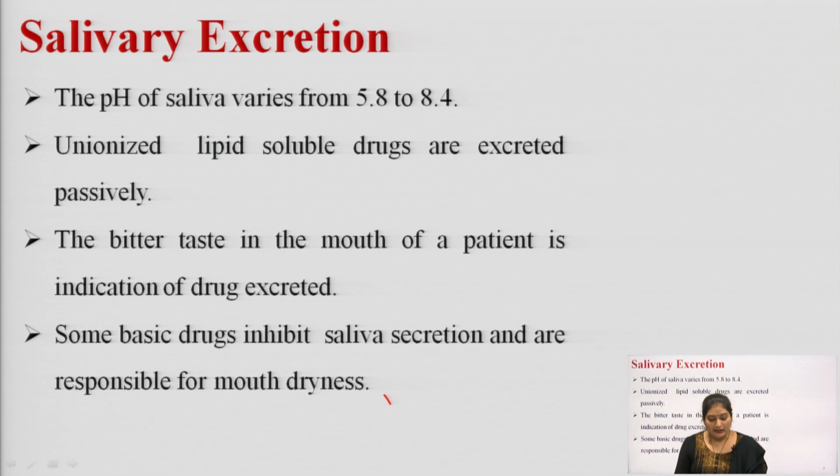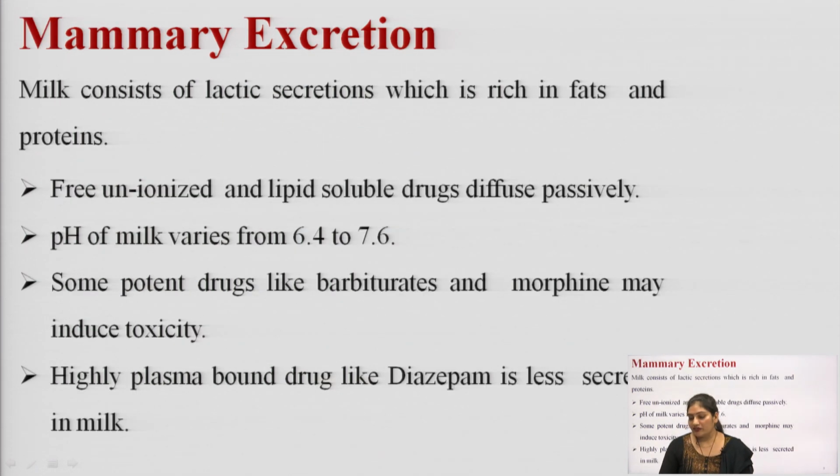So, this is about the salivary secretion, in which the drug is getting secreted or excreted out in the form of saliva. Okay. Next type of non-renal route of excretion is the mammary excretion. Okay. So, excretion of drug in the milk is very important, because it can gain entry into the breastfeeding infants. Okay. So, the milk consists of lactic secretions which is rich in fats and proteins.